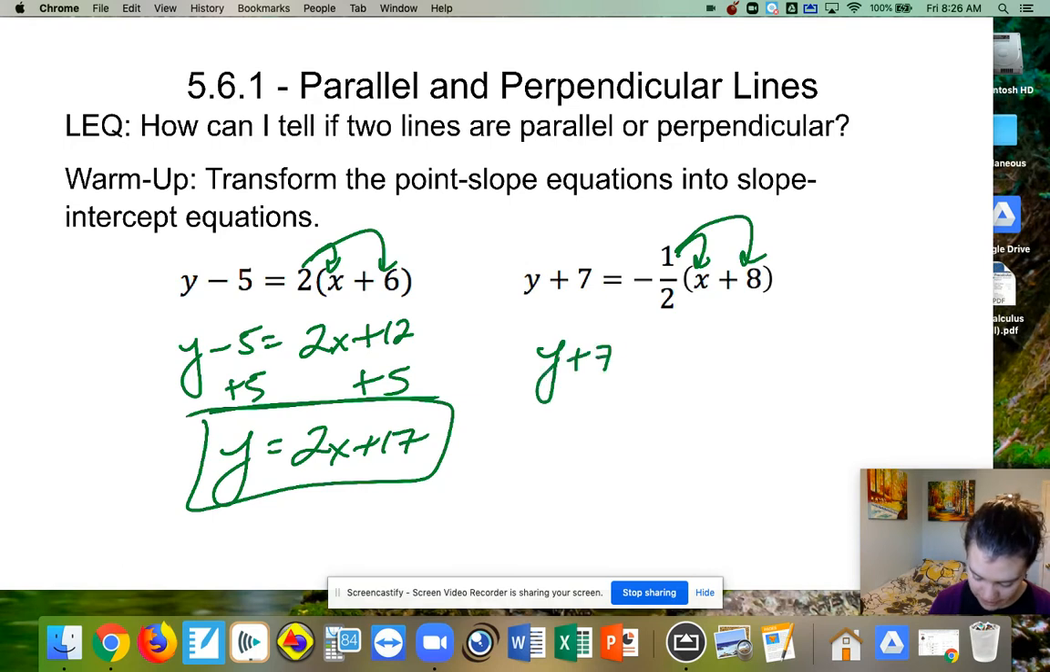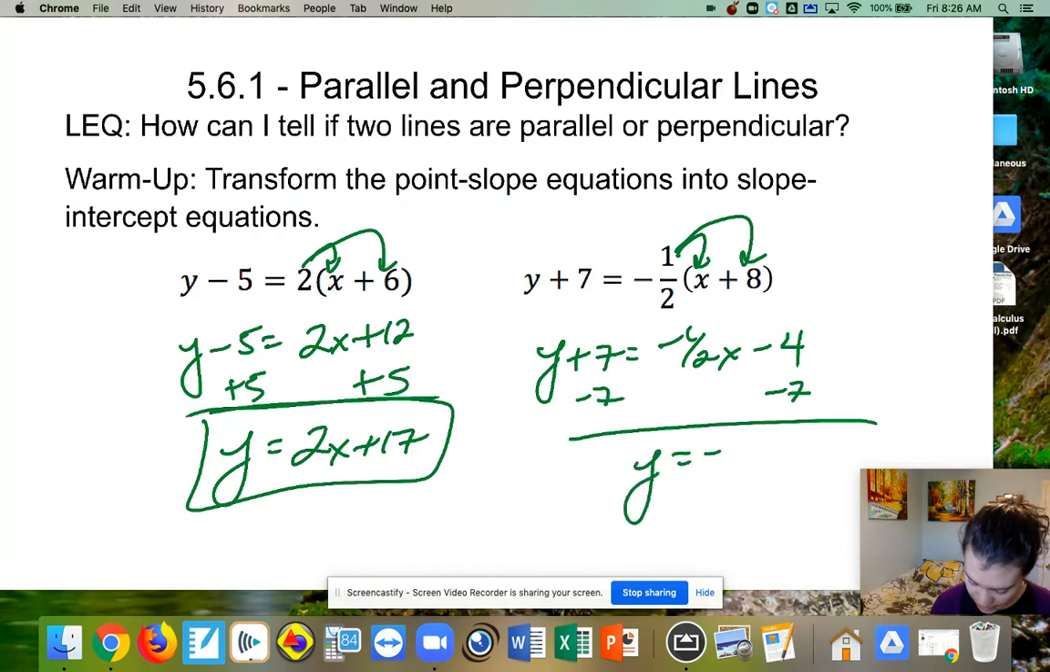Y plus 7 equals negative a half x minus 4. Subtract 7. Y equals negative a half x minus 11.